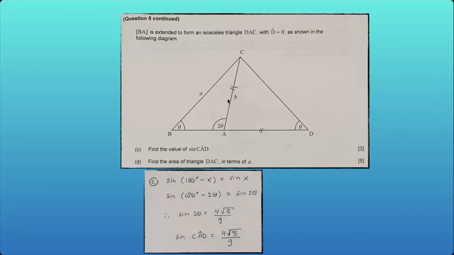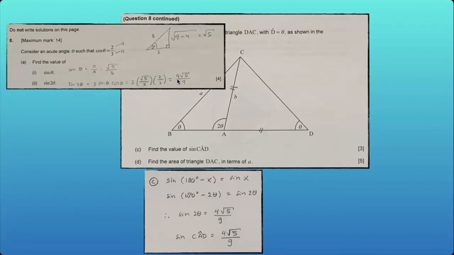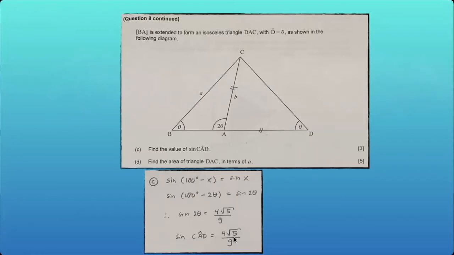Sine CAD is equal to sine of 180 minus 2 theta. Based on this formula, we can equate this to sine 2 theta. From part A, sine 2 theta is equal to 4 root 5 over 9. Therefore, sine CAD is equal to 4 root 5 over 9.